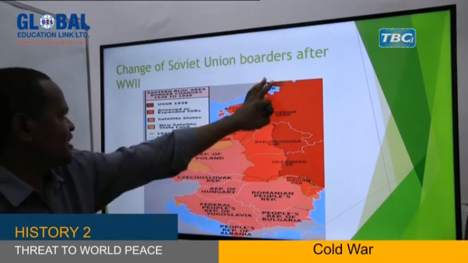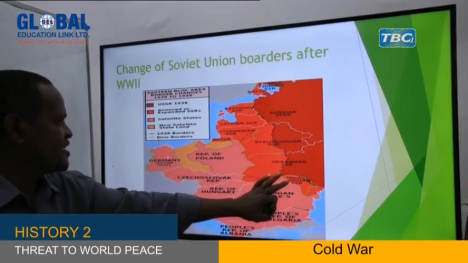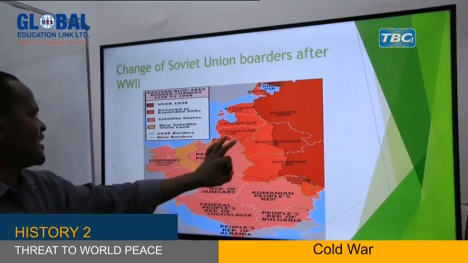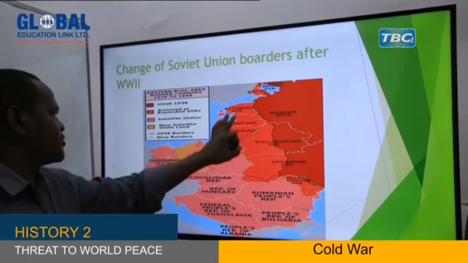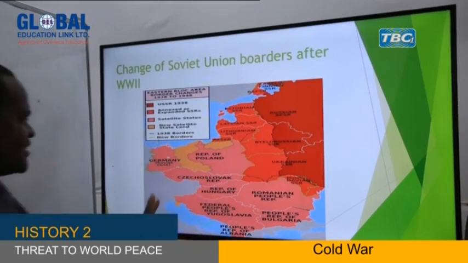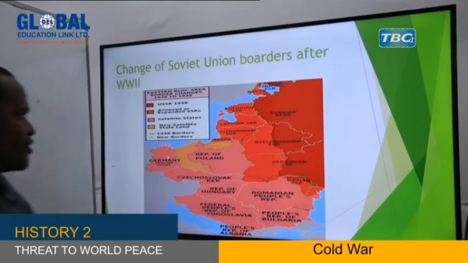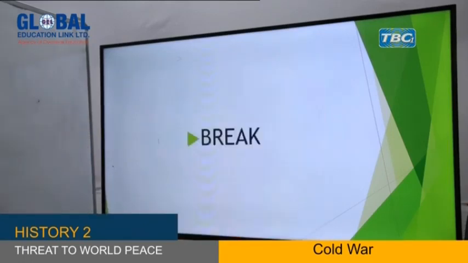So you can see it was just of this size before the Second World War. But after the Second World War, they did not only increase the size of their territory, but they were also able to establish other satellite states, the states which could not do anything without the consent of Moscow. So that's the way we can explain it.